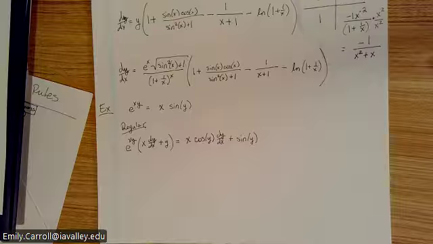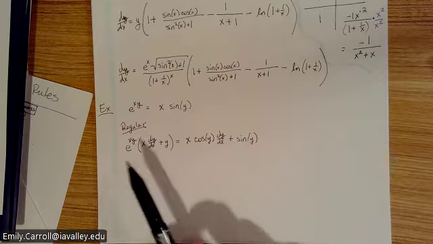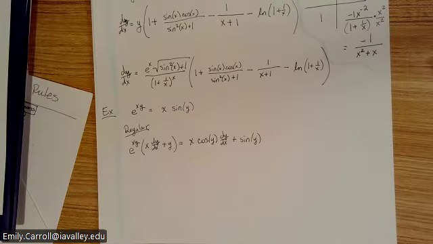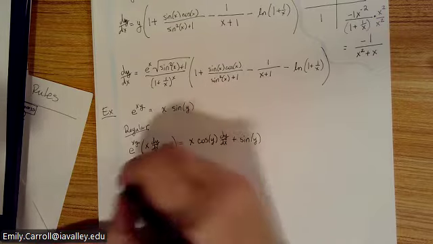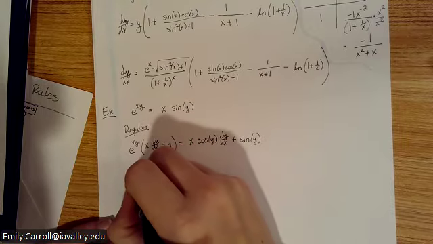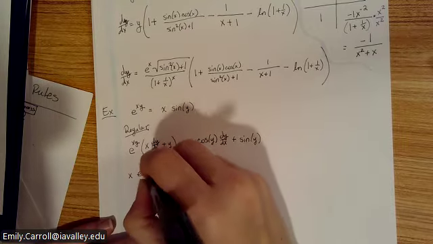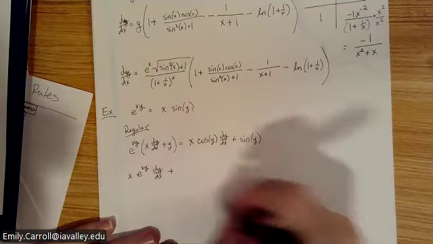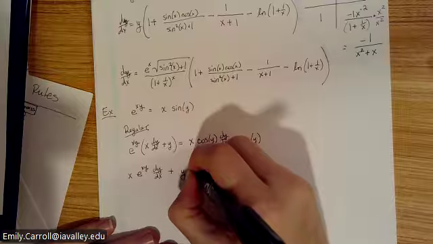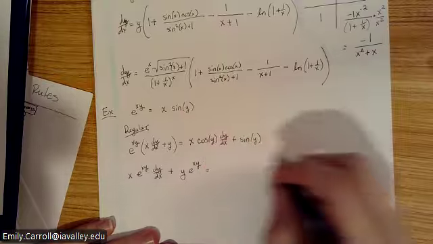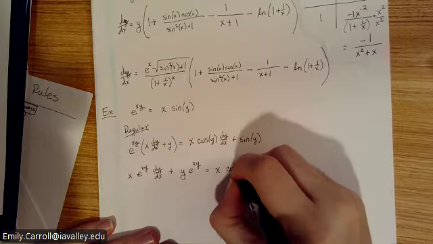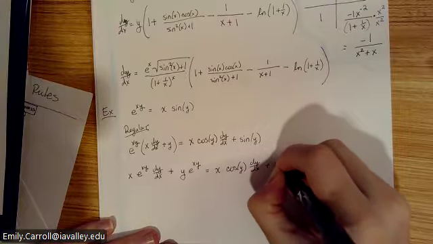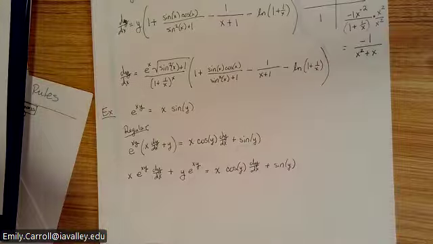All right. Now to get dy/dx alone, we're going to distribute this and then send all the dy/dx's to the same side. So it'll be x e to the xy dy/dx plus y e to the xy equals x cosine of y dy/dx plus sine of y.